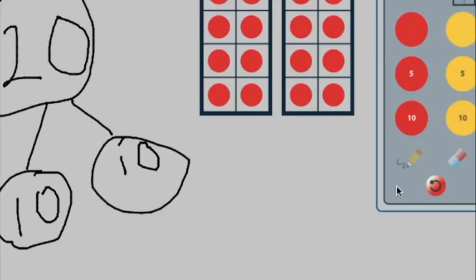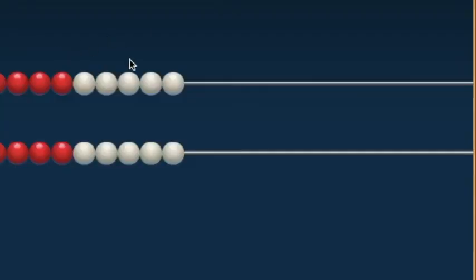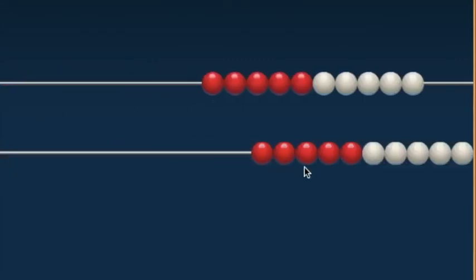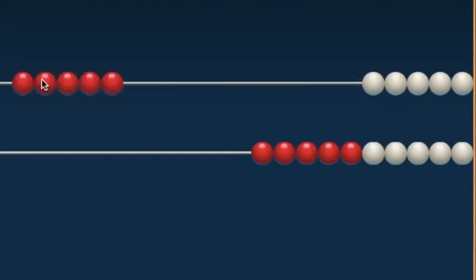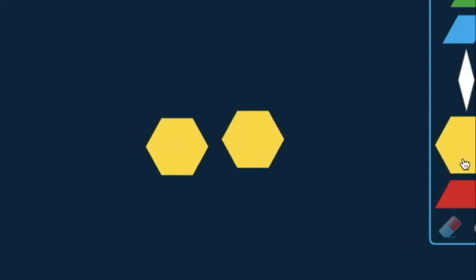Another way we can show our teen numbers is with our beads. Right now we have 20, 2 tens. We can move our beads to show different teen numbers. We can use blocks to show teen numbers.